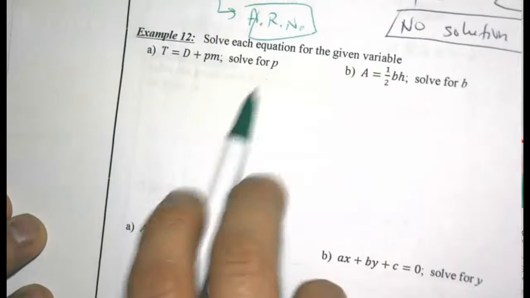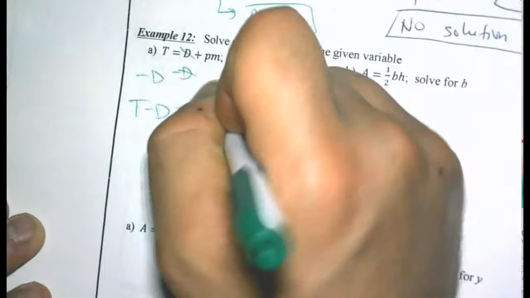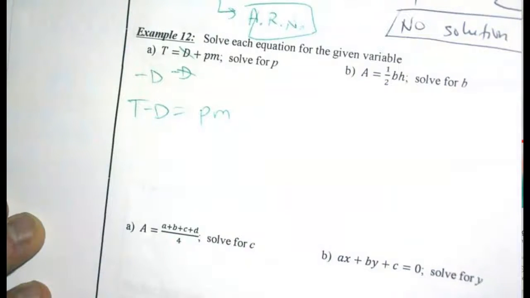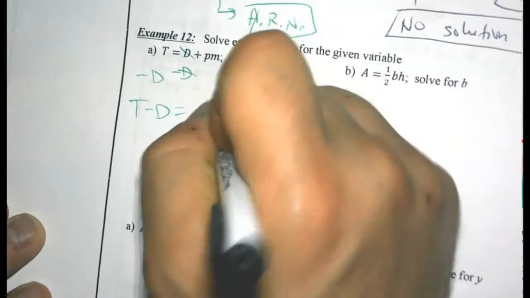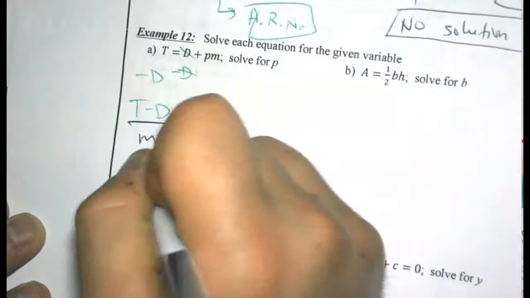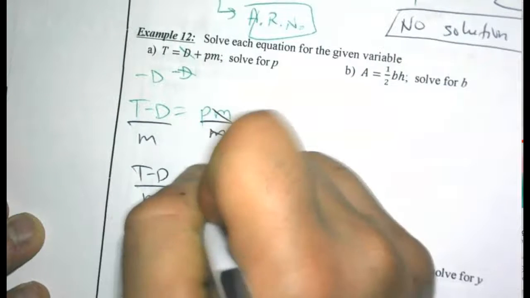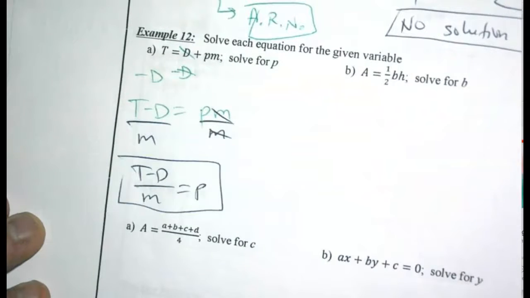So I'm going to start by subtracting the d there, both sides. So I end up with t minus d. Here the d zeroes out, but I still have pm left. Remember, I wanted p by itself, so all I have to do to wrap this up is divide by m. If I divide by m, it cancels out. So t minus d over m equals p. Remember, the objective here was to get p by itself.